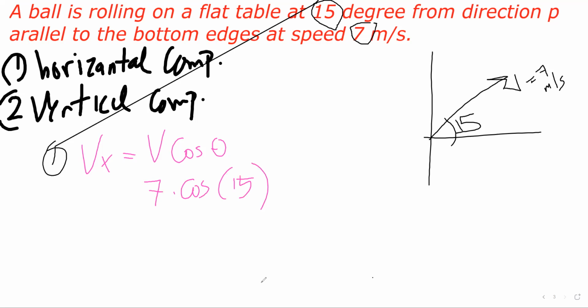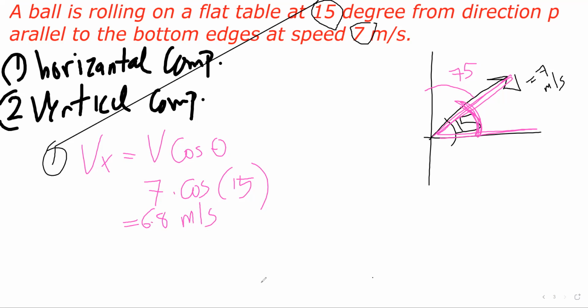Now be careful. If I give you the angle here, like 75, you will not write cosine 75. You have to find the angle that's included between the projected motion and the x-axis. So this theta is only the angle between the x-axis and the projectile object. So you say now cosine 15 times 7, which is 6.8 meters per second. This is now the Vx, the horizontal component.